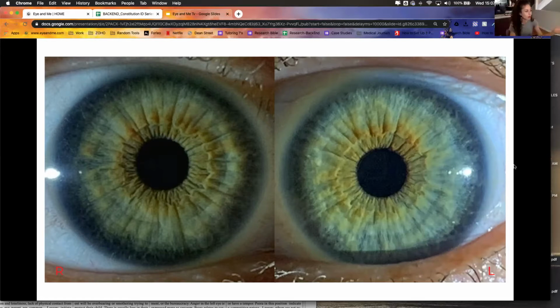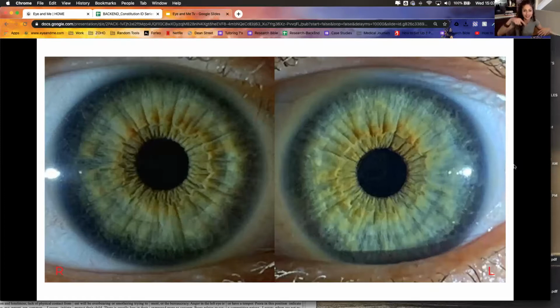So you are a blue iris. Although you show some other colors, there's only brown, blue. There is a mixed iris, but we're not seeing a mixed iris here. We are seeing that you are truly a blue iris underneath all of it. Yeah. So what does that mean?